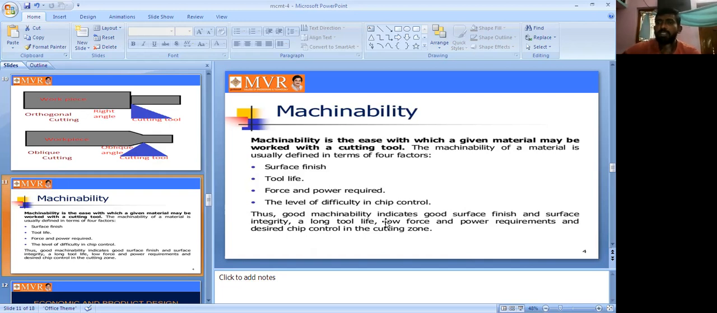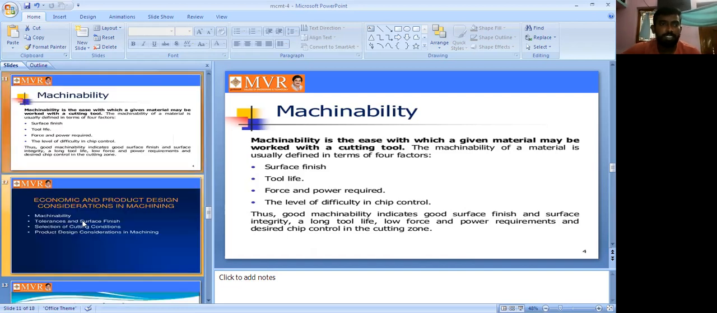Good machinability indicates these points. We can see some effects here. Good surface finish we can see. Surface integrity we can see. Long tool life we can see. Low forces we can see, and low power requirements we can see. Desired chip control in the cutting zone we can see. So good machinability indicates these points.